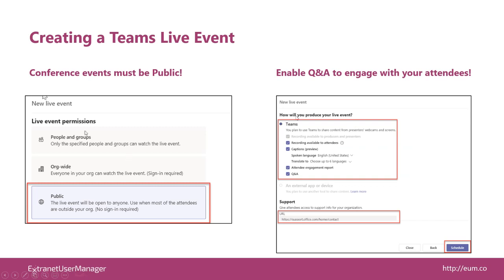Now, when you create the event, you have to decide what your audience is going to be. If it's a company event, you would probably pick org-wide. You may want to even further restrict that down and just have only specified people in there. But for online conferences, we're typically going to be doing a public event. There's no restrictions. It's open to anybody. You don't even require sign-in. You can join as an anonymous user through there.